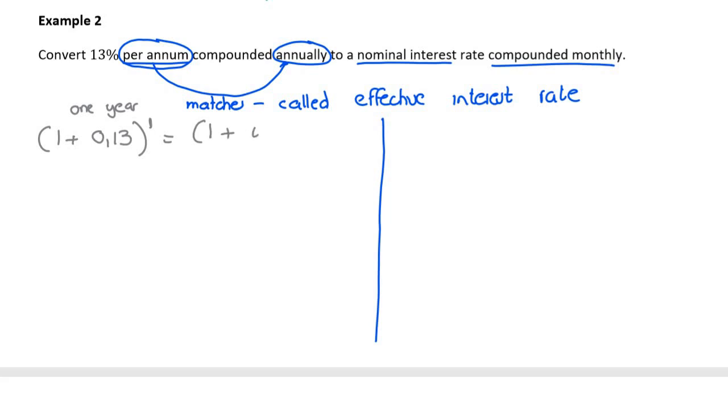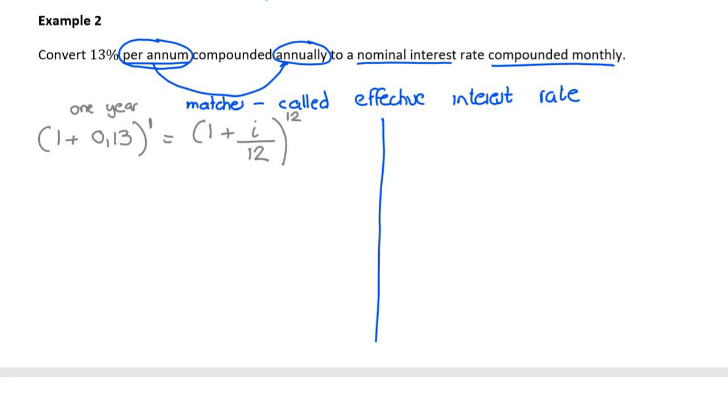Now, the nominal interest rate I don't know, but I know it's compounded monthly, so I know I must divide into 12 months, and I know you'll get interest 12 times in 1 year. So you always compare 1 year to 1 year. Now, the idea of making these equal is that you're trying to convert this to an equivalent interest rate. So these interest rates must be the same.